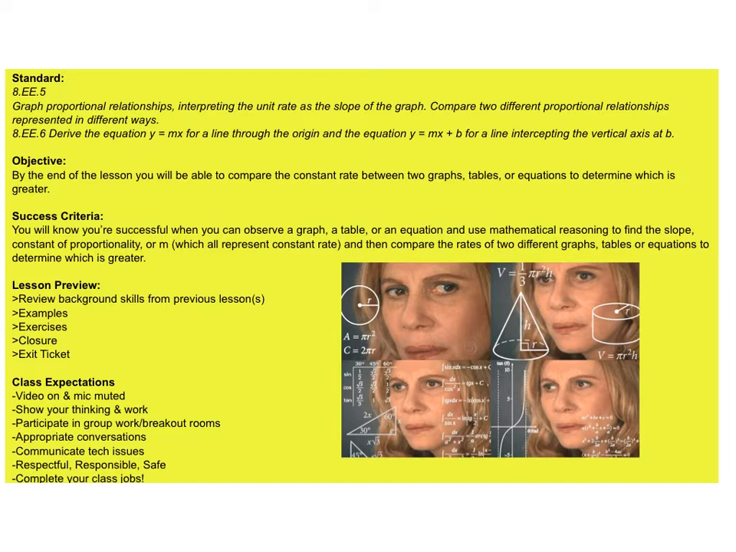And you'll know you're successful when you can observe your graph, your table, your equation, and use mathematical reasoning to find either the slope, the constant of proportionality, or m, which all represent constant rate, and then compare them to each other, okay? We're going to do some review, some examples, exercises. We'll close out the lesson and complete an exit ticket.